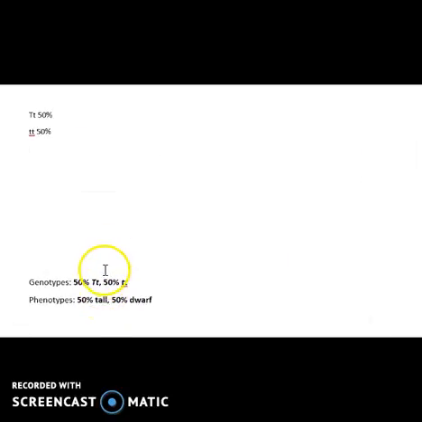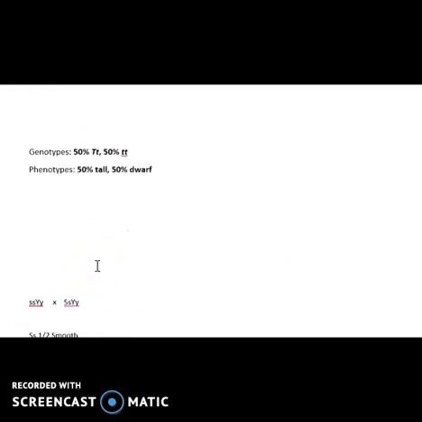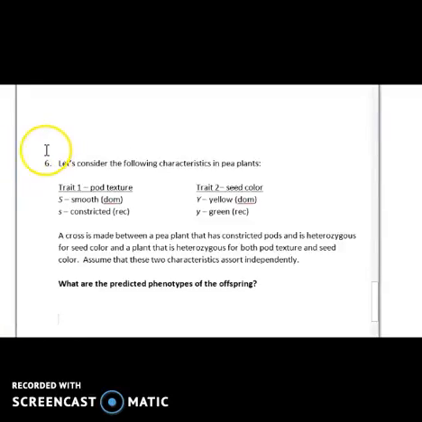They give a more complex example, so I pulled that up. It says here, let's consider the following characteristics: pod texture and seed color. A cross is made between a pea plant that has constricted pods and is heterozygous for seed color, and a plant that is heterozygous for both. Assume these two assort independently.